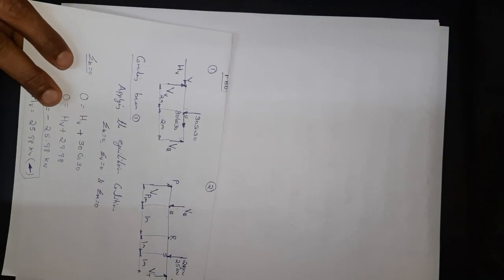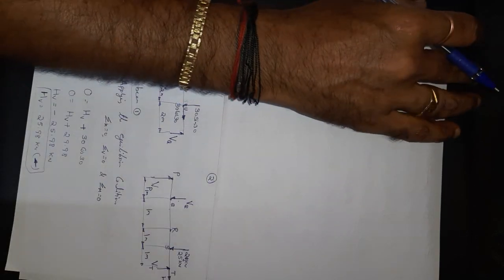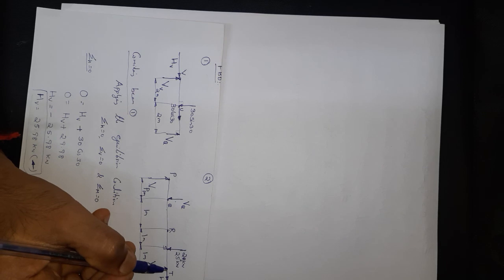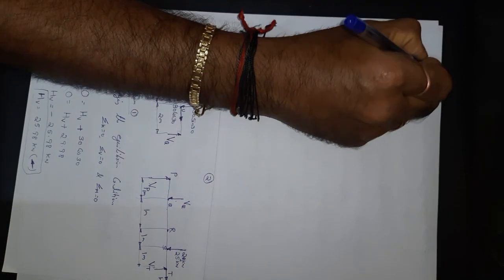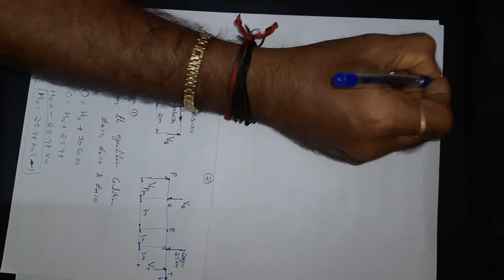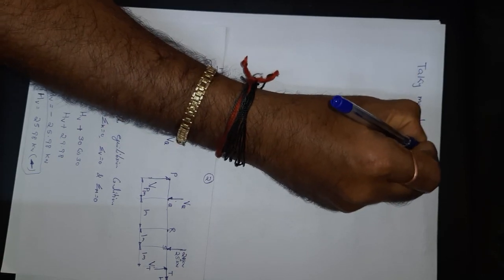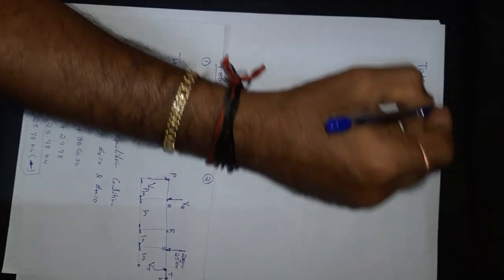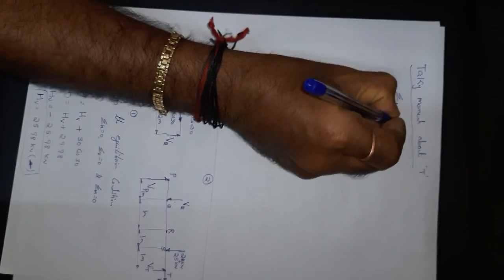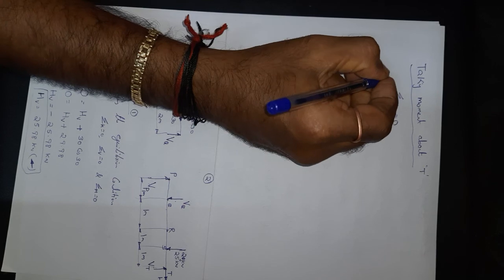So now I'm going to take the moment about T. The reason why I'm just taking T, because if I take the point T, this 2 becomes 0, because in the origin there won't be any distance. So taking moment about T. So sum of moment T equal to 0.